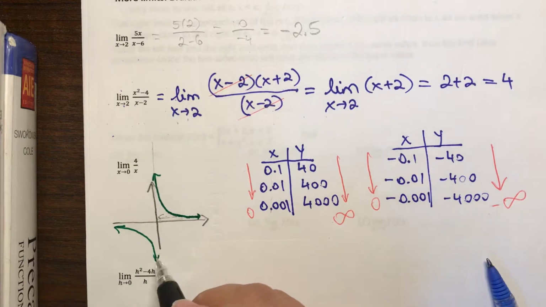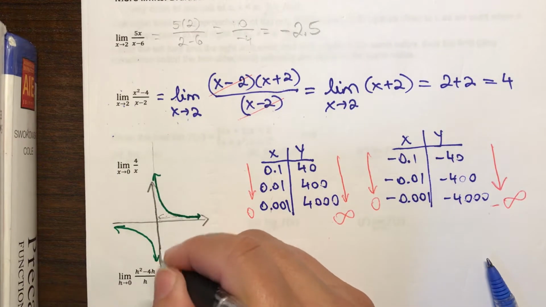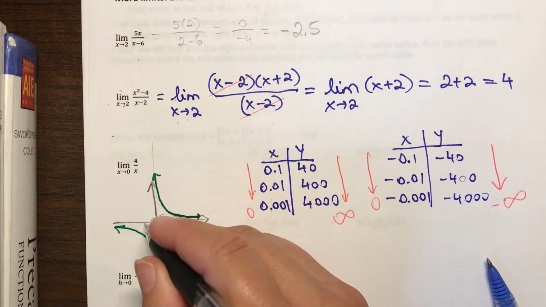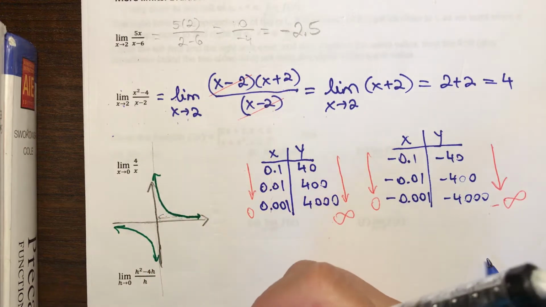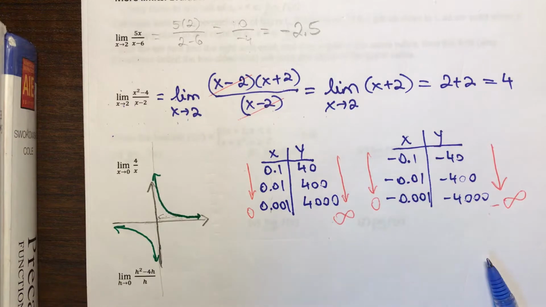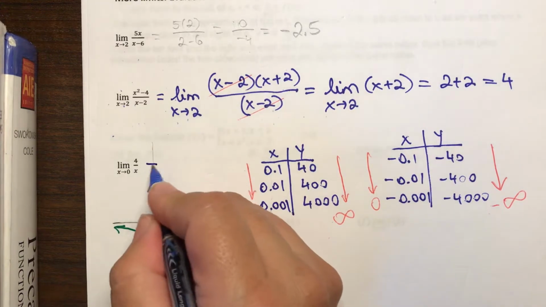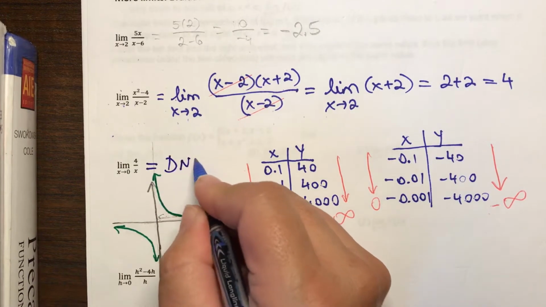The same thing happens on the left-hand side, except the closer I get to 0, the y values get closer and closer to what? To negative infinity. So they get negative infinitely large. So what's going to be our answer? Our answer is that there is no limit.